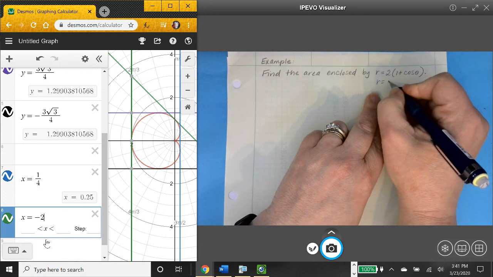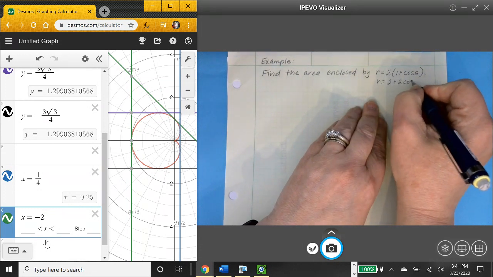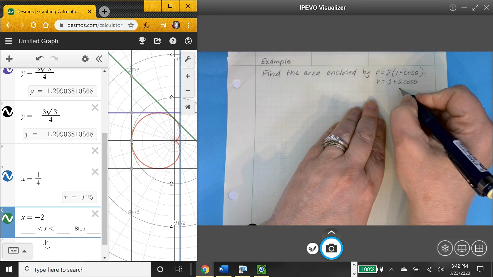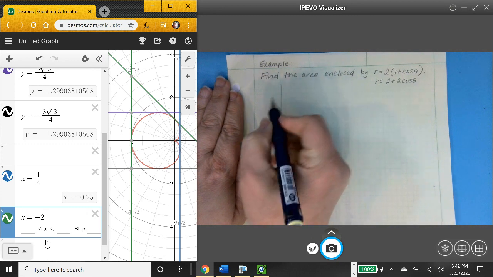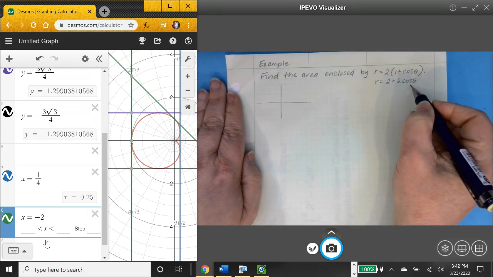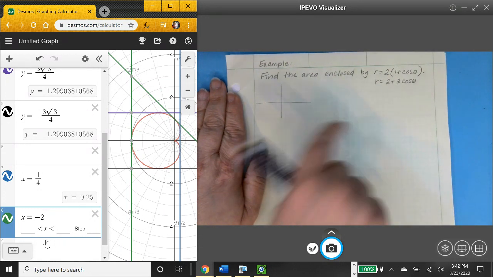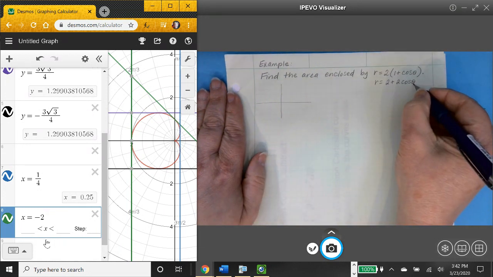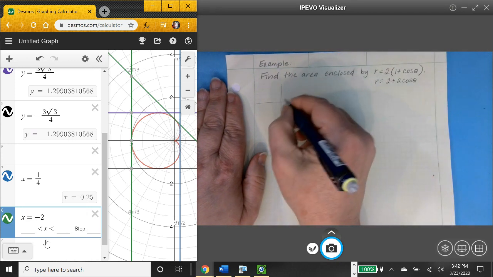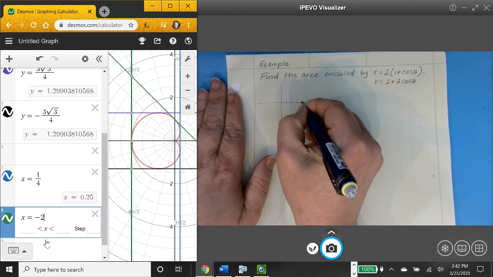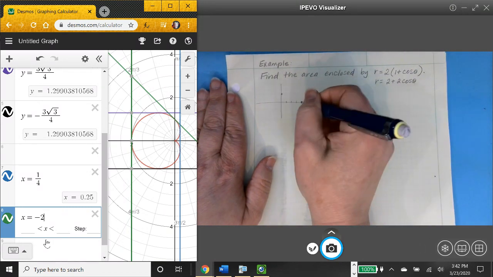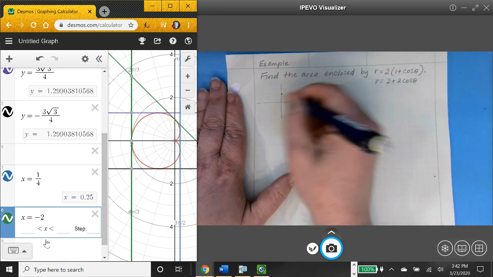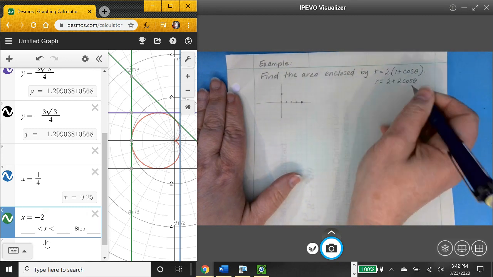And remembering that r equals 2 plus 2 cosine theta, if I distributed the 2, this is a cardioid, right? And when we think about that curve, it's a cardioid. The cosine is positive, so the large part of the cardioid is going to be on the right side. When theta is 0, cosine of 0 is 1, so I'm going to go out radially 4. When theta is pi over 2, cosine is 0, so it's going to go to 2. So it's 4, 2, and then it's going to go to the pole when theta is pi.